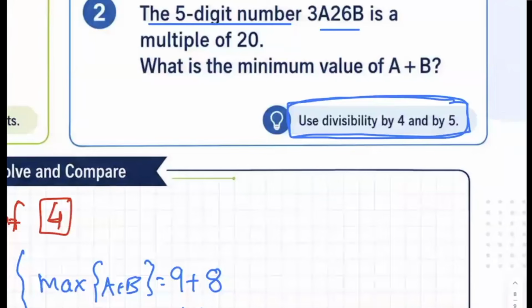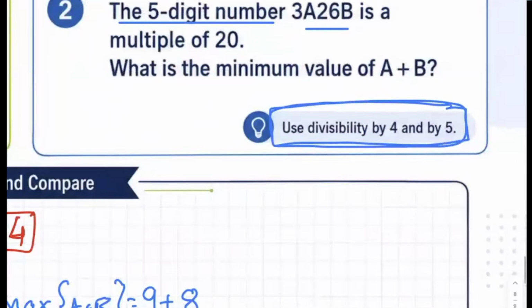Okay, let's pause and think about this one. Let us go ahead. How should we start from this solution? First, we should start by taking the value of B, which can either be 5 or 0 because it needs to be a multiple of 20, or 5. That's a good start.